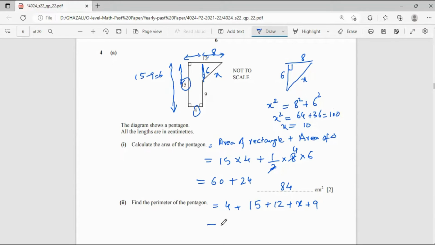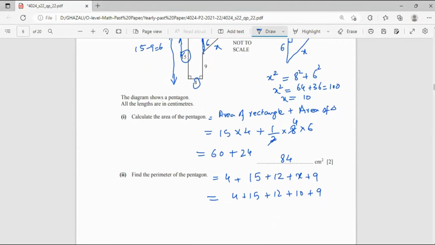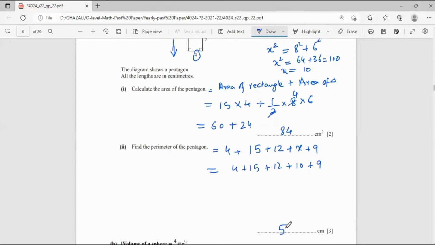Now, putting in the values: 4 plus 15 plus 12 plus 10 plus 9. We have these values. Now, 4 plus 15 is 19, plus 12 plus 10 plus 9. We get 50 centimeters.